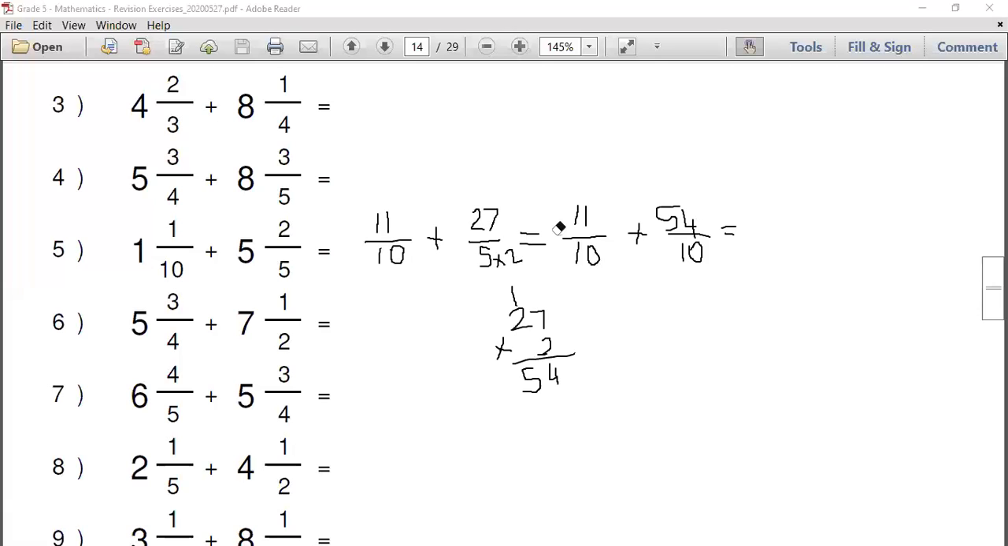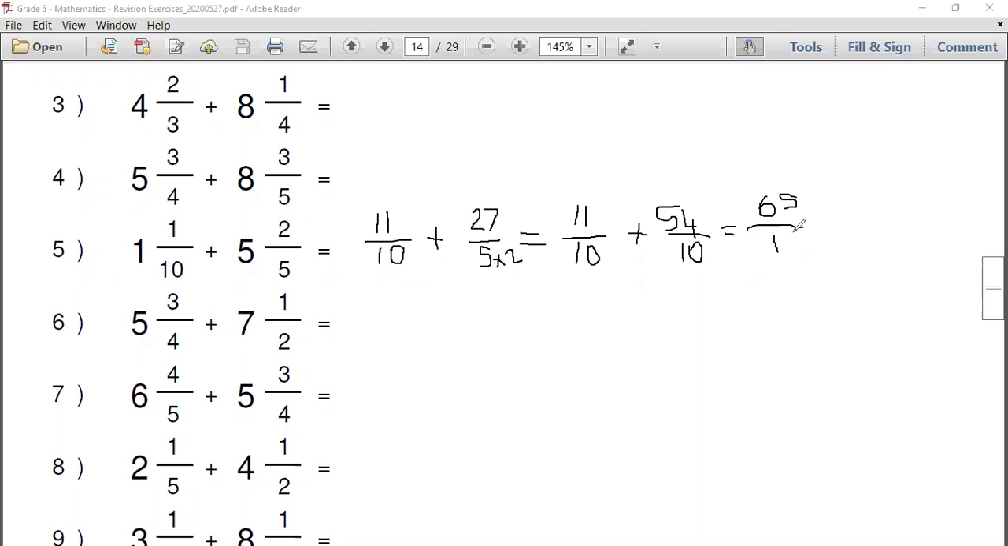What's next? We divide 54 with 10. Missing a step. Have we added our two fractions yet? Oh no. No. So let's quickly add our two fractions. What's my new numerator going to be? It's going to be 65. Okay. And what's my denominator going to be? It's going to be 10.